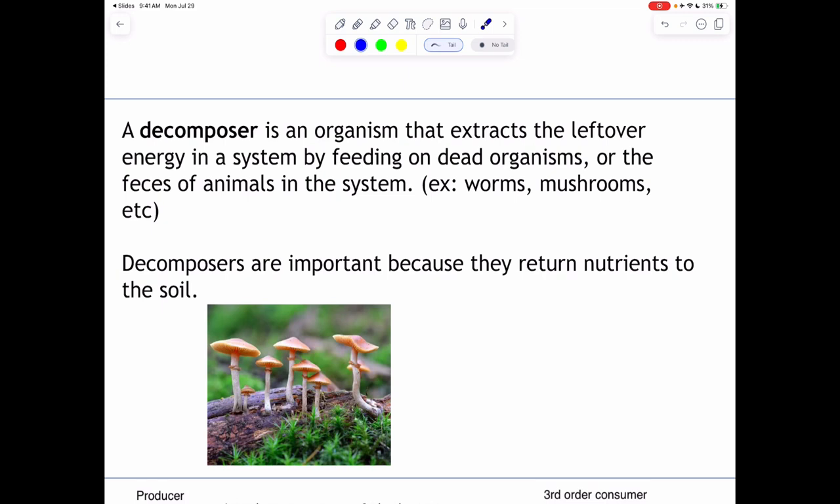Now, often forgotten are our decomposers. They're often not represented on our trophic maps or our food chains, for example. However, they are most important because after everyone has eaten each other, they are the ones that return all the nutrients back to the soil. So they play a very important role.